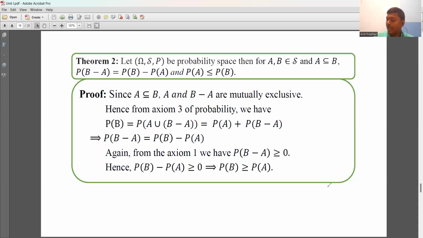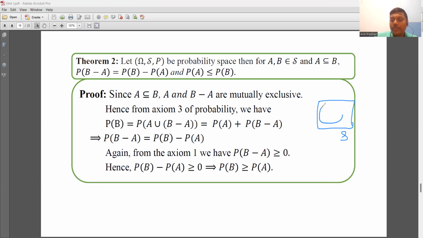So again here also we have a very straightforward proof. I have A is a subset of B. Let me just visualize it, then we'll go for the proof. Suppose I have the sample space A here.